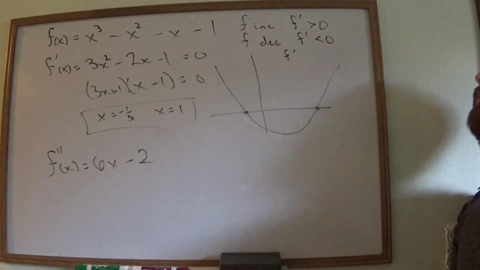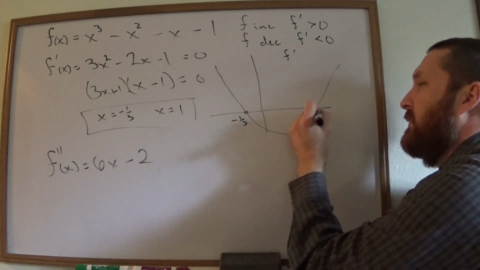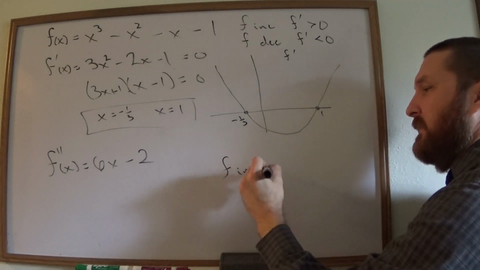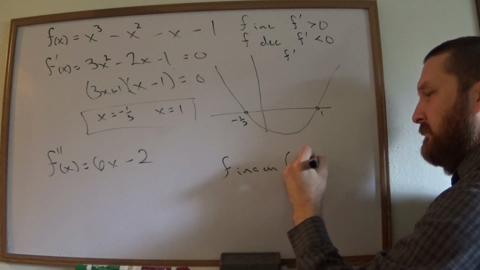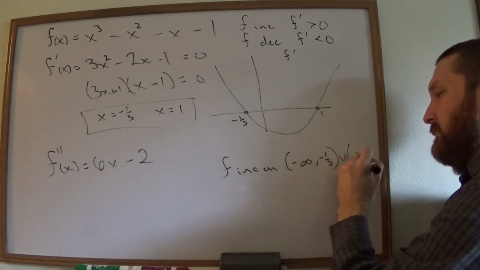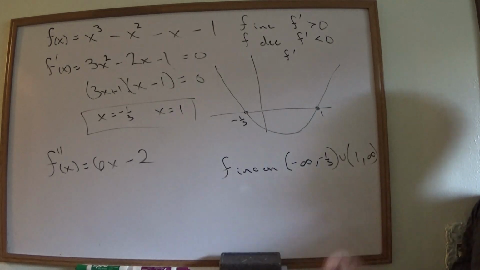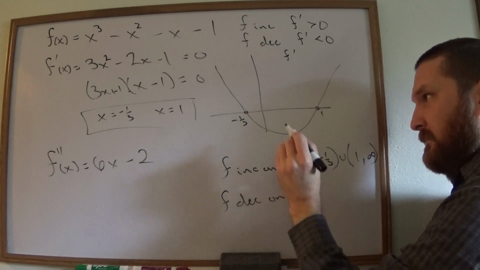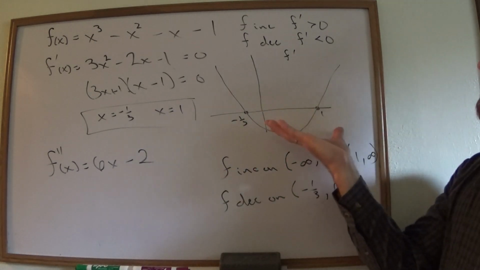So now, where is f increasing? Oh, and by the way, this is at minus 1/3. This is at 1. So where is f increasing? From negative infinity to negative 1/3, union 1 to infinity. And f is decreasing from negative 1/3 to 1. There you go. Isn't this much easier?